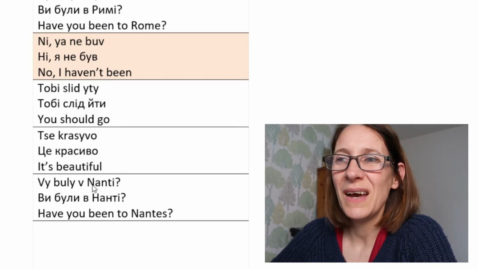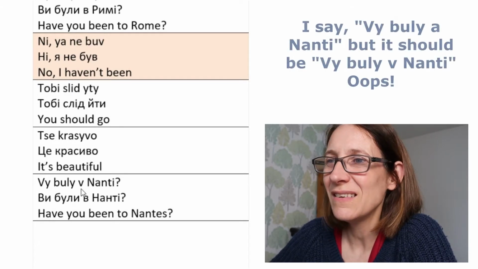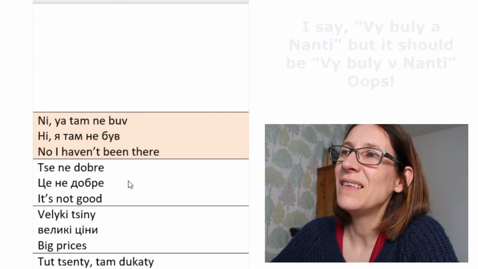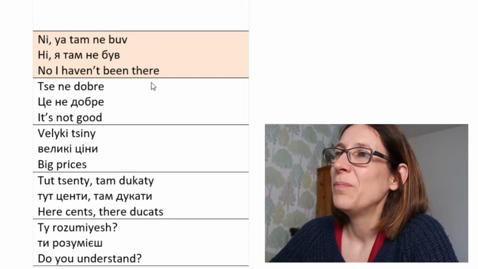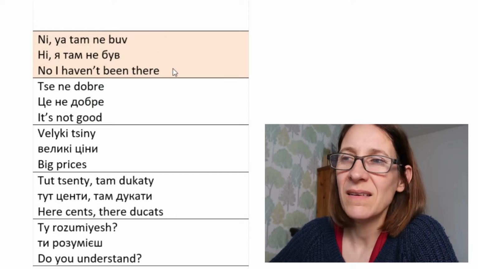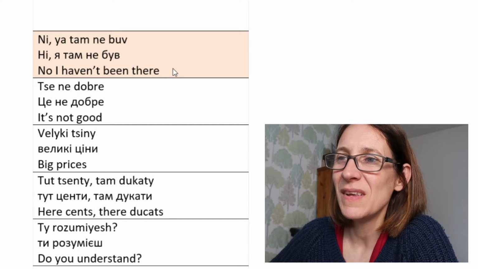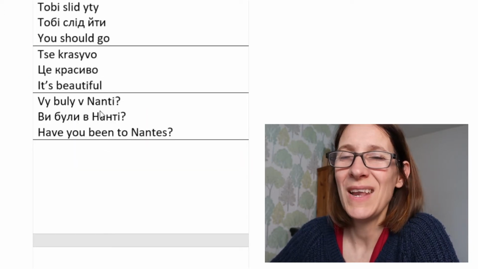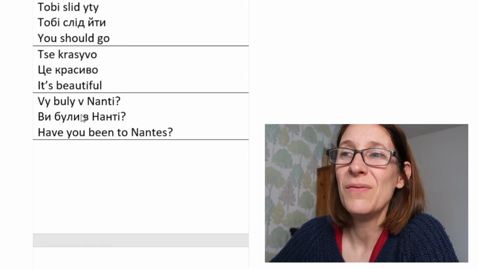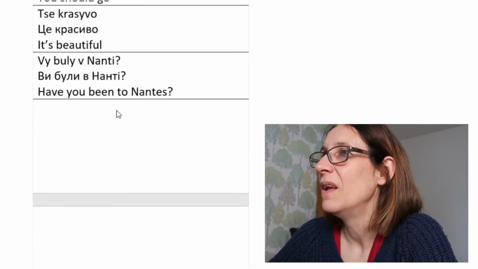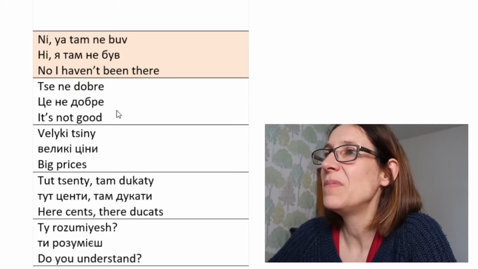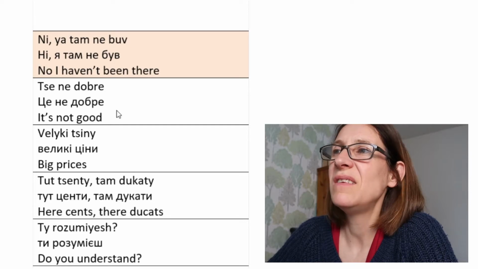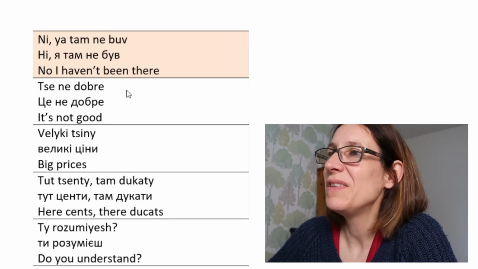I think there's a ch in there. So again, Nant in Duolingo becomes Nanchi because it's going to Nanchi. Це не добре. It's not good.